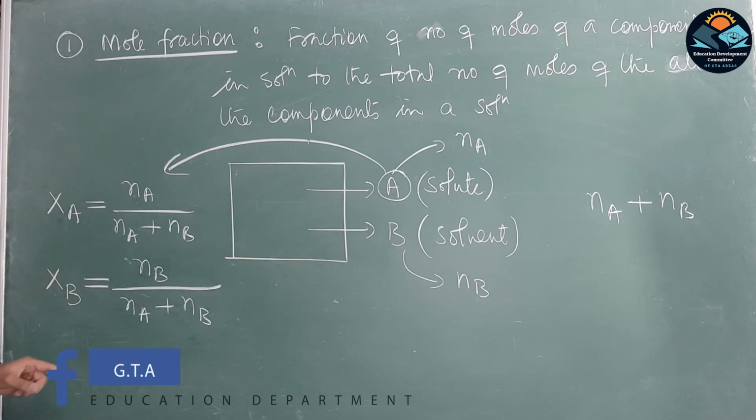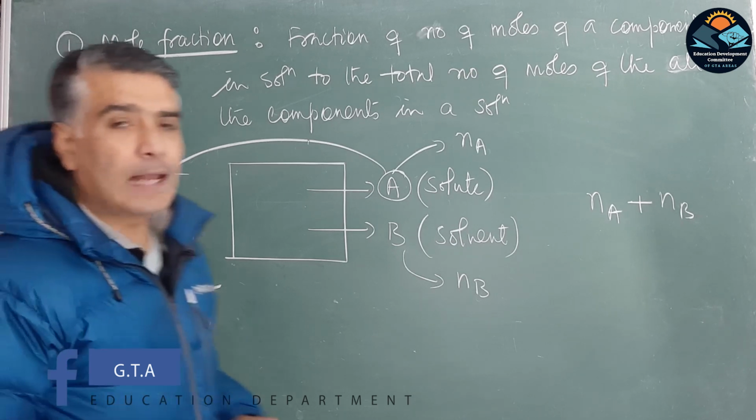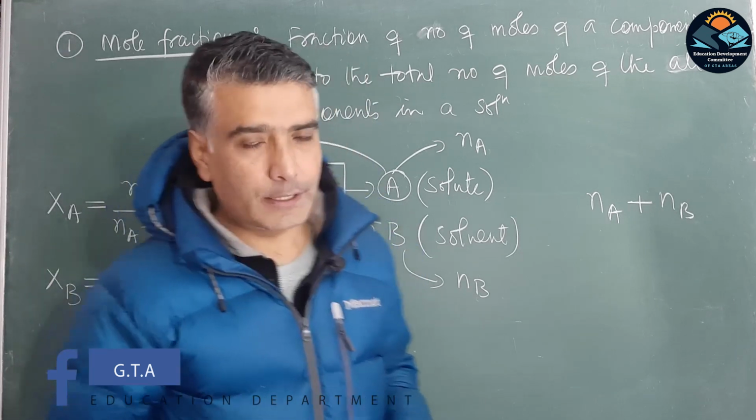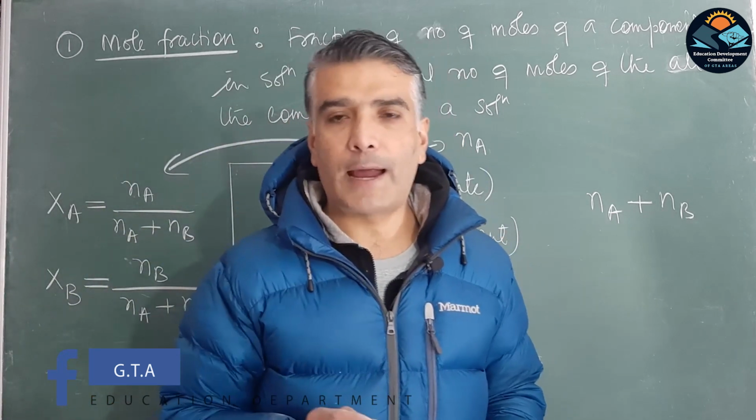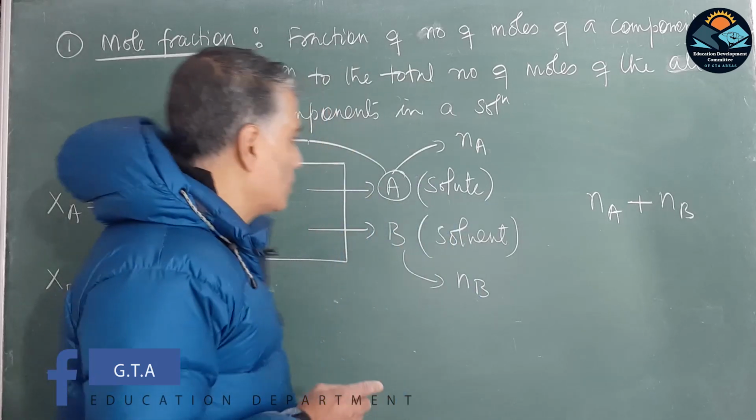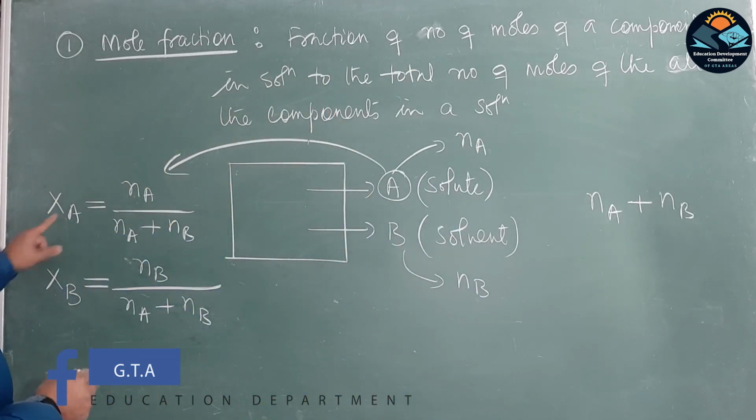So this way you can express the concentration of a solution or a mixture in terms of mole fraction of components. Remember, fraction is always calculated out of 1. Like percentage is always calculated out of 100, fraction is always calculated out of 1. So what should be the sum of mole fractions of all the components?